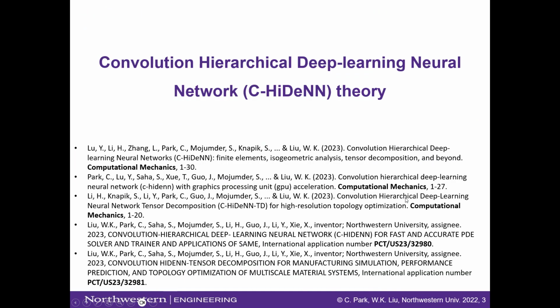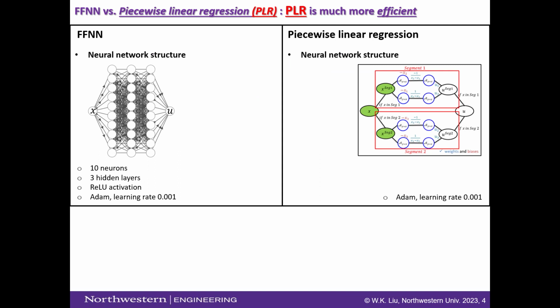And we believe this convolution hierarchical deep learning neural network, C-HiDeNN, theory is a good driver toward engineering Software 2.0. So we have this list of publications recently, mostly on the C-HiDeNN theory. I'm going to cover C-HiDeNN and convolution IGA and how we can leverage the idea to train general data. All right, let's start from a very basic example.